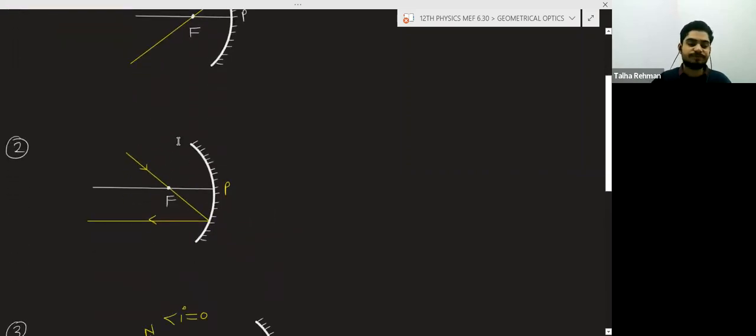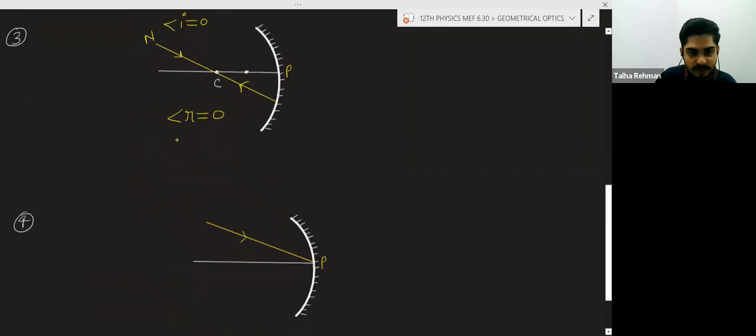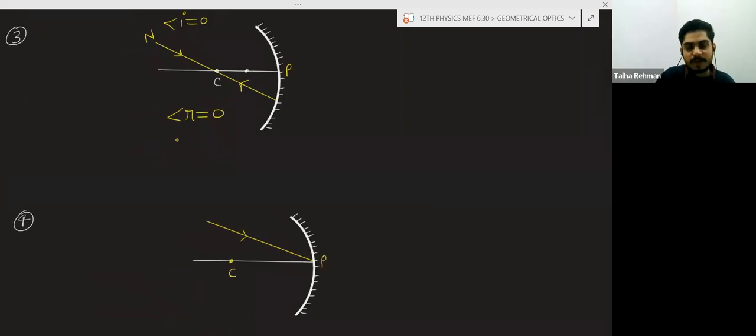This is the center of curvature, and this is a ray of light. Now if you want to draw the normal, the normal will pass from the center of curvature. So basically you can say this principal axis will behave as a normal, or when you draw the normal, it will coincide with the principal axis. Basically this is the principal axis. When you draw the normal, you know that the normal will pass from the center of curvature. So the normal and the principal axis will coincide, and this is the normal.